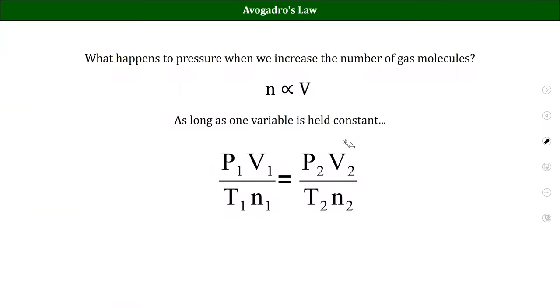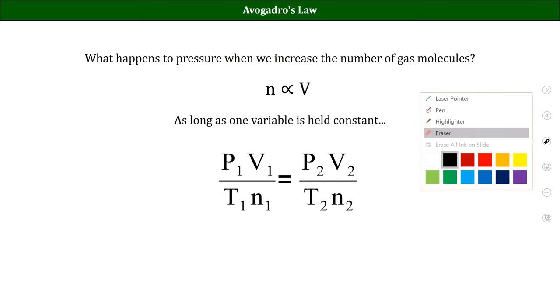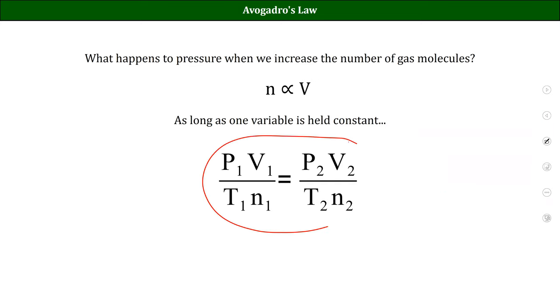Which means we actually get one gas law to rule them all, the combined gas law. Called Avogadro's law is really this idea. Some of the research that Avogadro did as he was defining Avogadro's number was based on generating a fixed number of gas molecules so that you could run these tests. So as long as any one variable is held constant, this has every other simple gas law embedded in it. Whatever's constant, you just cross it off from both sides because it's not changing.